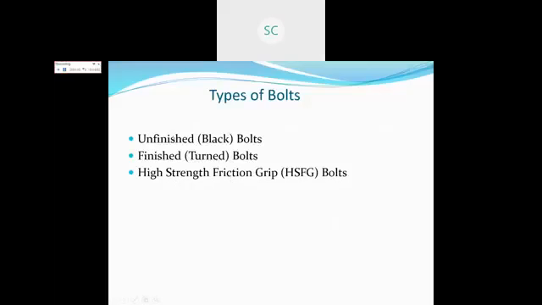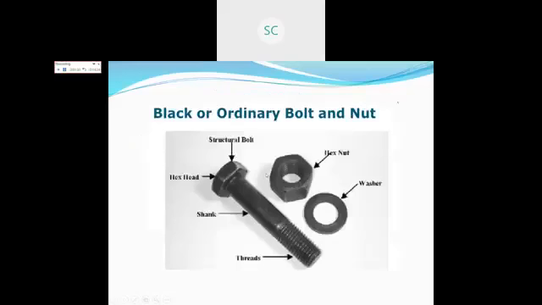When we talk about unfinished bolts and finished bolts, the total load is taken by the bolts and plate. But with high strength friction grip bolts, the load carrying capacity is given partially by the friction grip. This figure shows a black ordinary bolt and nut, the type 1, that is the unfinished bolt. So these are the head, shank, thread, nut and washer.